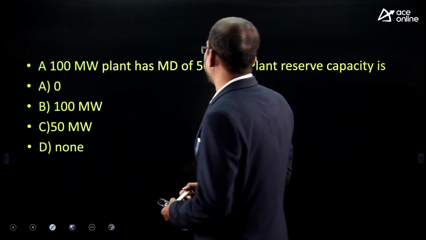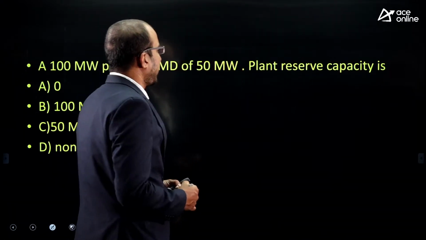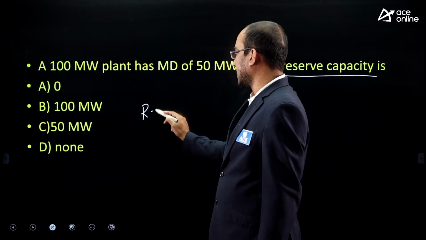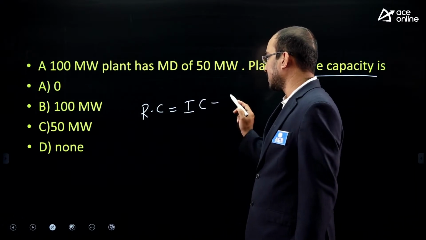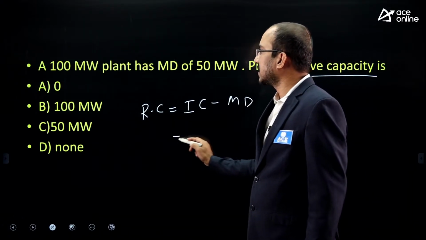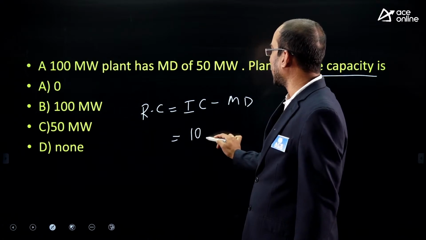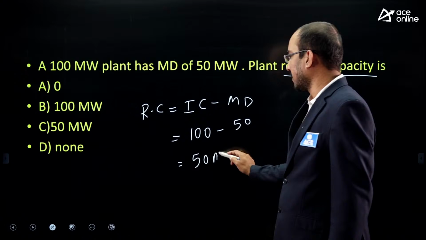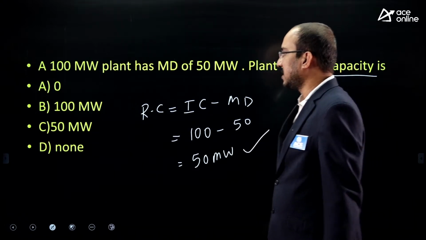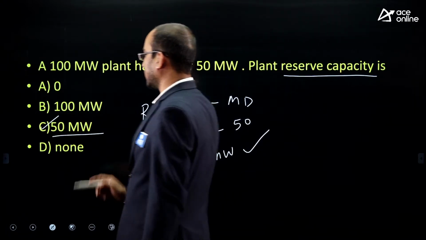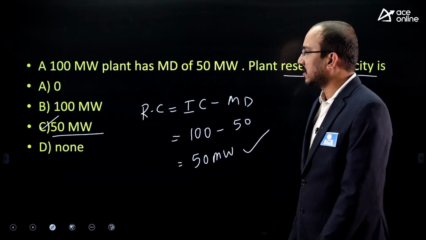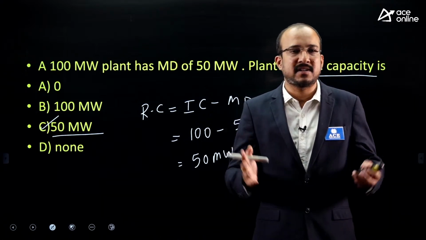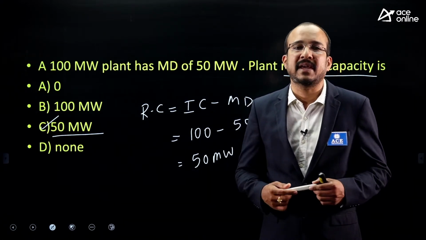So now let us observe here. A 100 megawatt plant has a maximum demand of 50 megawatt. What is the reserve capacity? So reserve capacity is nothing but the difference of installed capacity and maximum demand on the station. Installed capacity is 100, maximum demand is 50, this is 50 megawatt. So reserve capacity is 50 megawatt. Reserve capacity is how much? 50 megawatt.